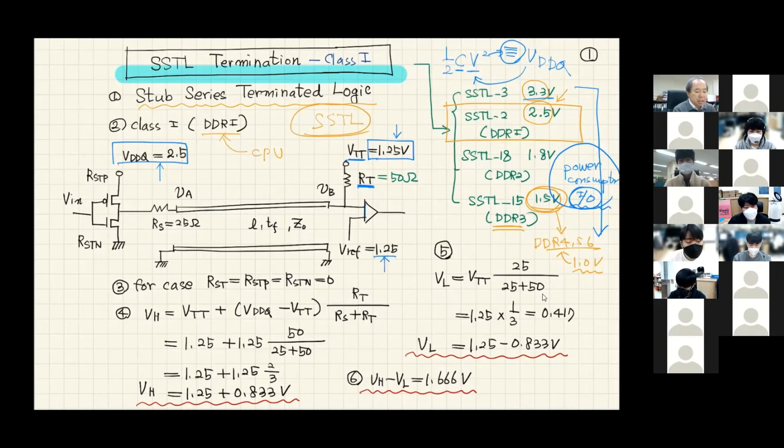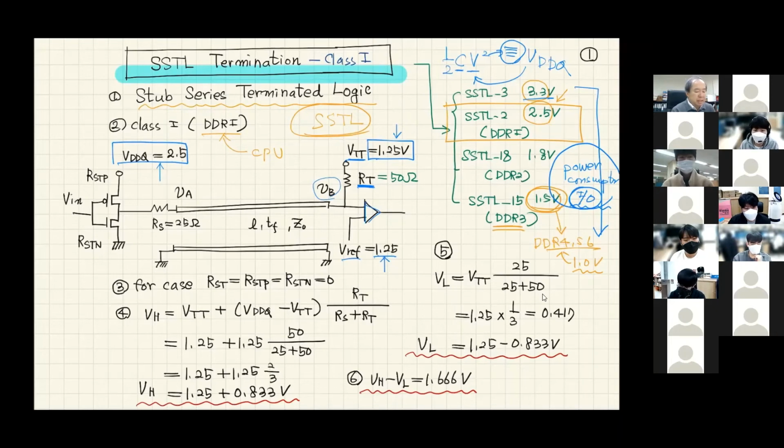At the receiver side, they are comparing this received signal with the reference voltage. If that received voltage is higher than 1.25, its logic level becomes 1. If the received voltage at VB is lower than 1.25 volts, the receiver will see that as a digital logic level low.